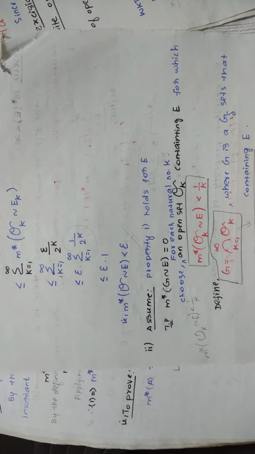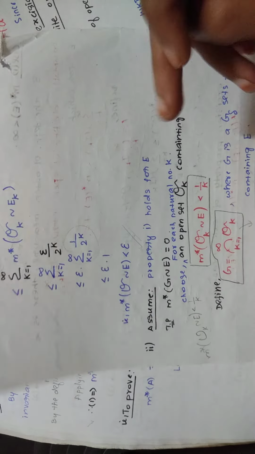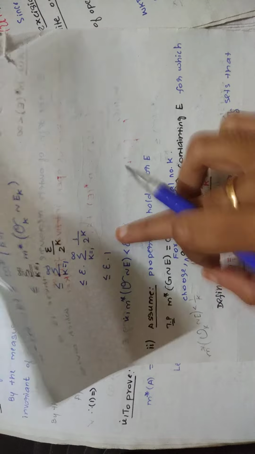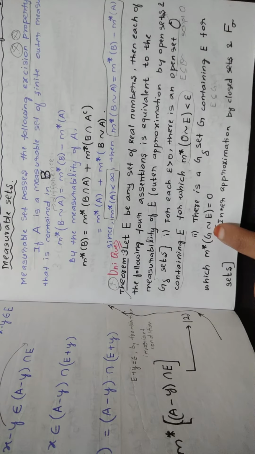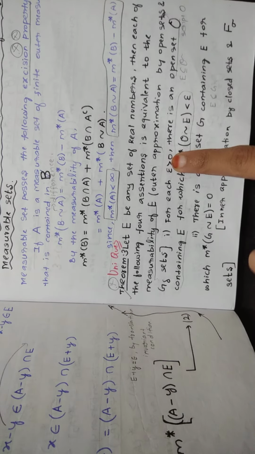Now the second one you are going to prove next. You are assuming property number 1, that is, you are assuming this property and you will prove this. So this is the second part of the question. You are going to prove this by assuming this equivalence condition.